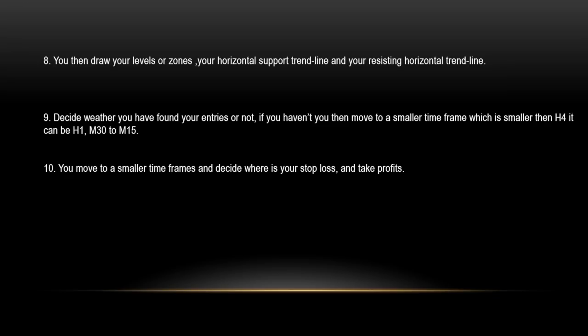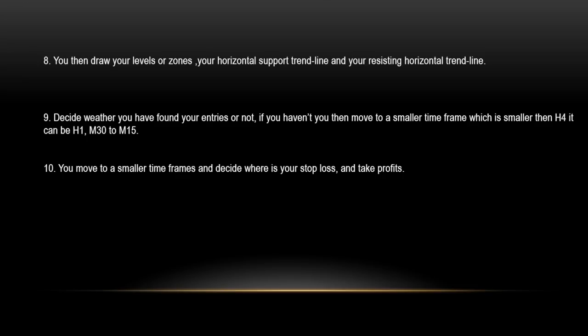Number 9, you decide whether you found your entries or not. If you haven't, you then move to a smaller time frame, which is smaller than 4 hours. It can be H1, M30, or M15. H1 means 1 hour, then 30 minutes, as well as 15 minutes. You then decide whether you have found your entries. If not, you move to a smaller time frame, smaller than 4 hours.